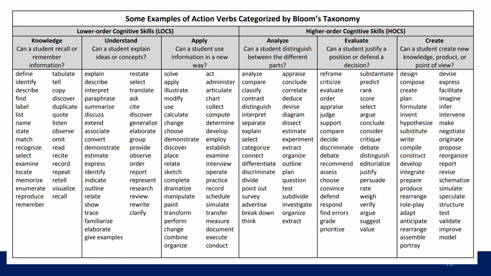The chart shown here provides an expansive list of action verbs that align with Bloom's taxonomy. This chart is invaluable as you craft your own learning objectives. It can help you map out which level of learning you are implementing with various action verbs. A copy of this chart is available on this course page, linked directly below this video.